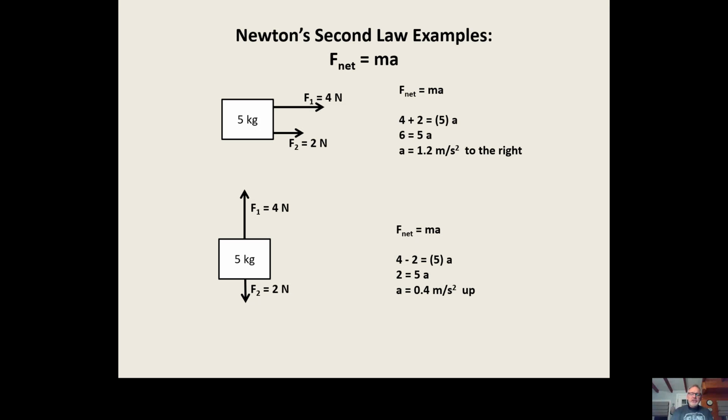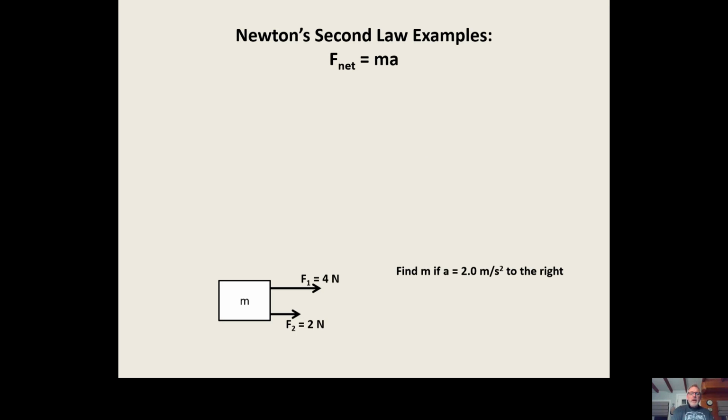Again, net force equals mass times acceleration. These two forces are in opposite directions, so we're going to be subtracting them. Explicitly here, the positive is upwards and negative is downwards. So 4 minus 2 is equal to 5 times A. 4 minus 2, of course, is 2. So 2 is equal to 5 times A, or A is 0.4 meters per second squared up. So it's going to accelerate upwards. Okay.